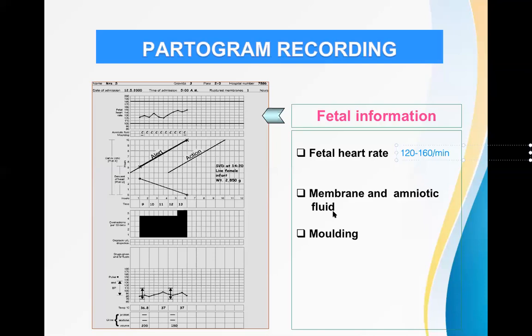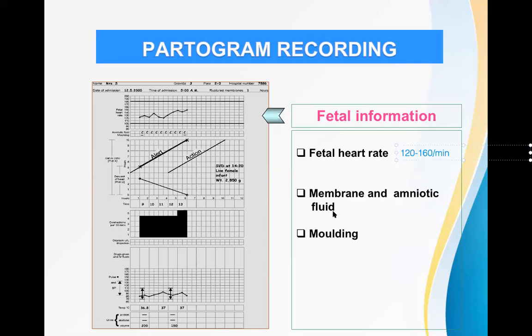Till that time, if the membrane is not ruptured, we definitely want to rupture it if labor pains have already started. Now there are two advantages of artificial rupture of membrane. Please pay attention. The first advantage is that it will increase the progress of the labor. And second, you can see the color of the fluid.